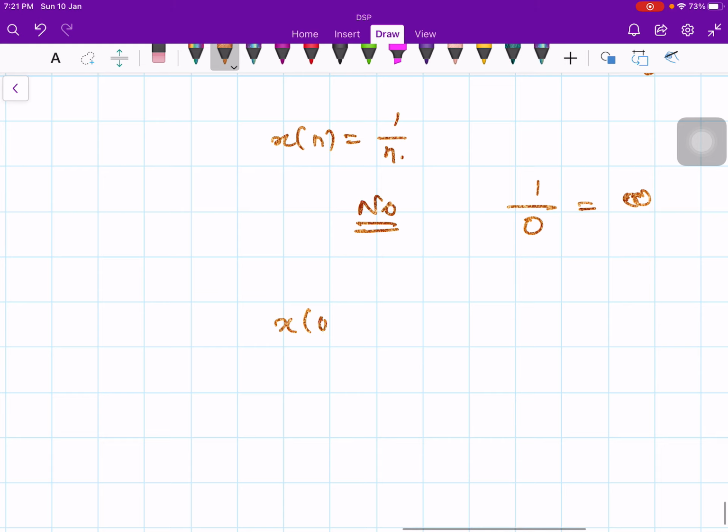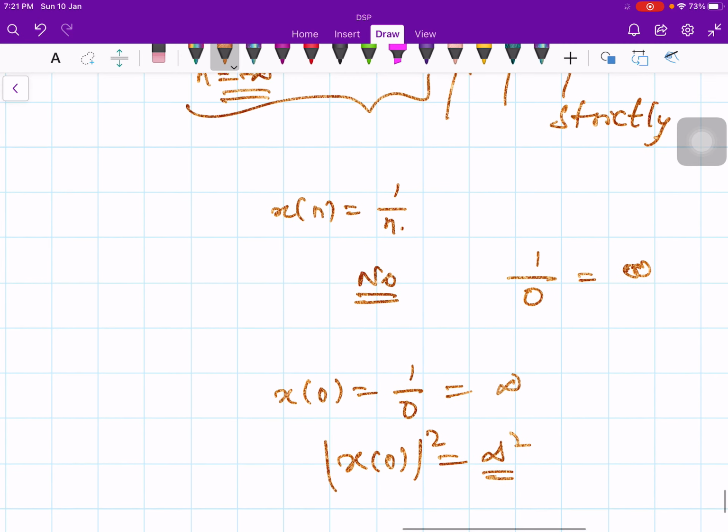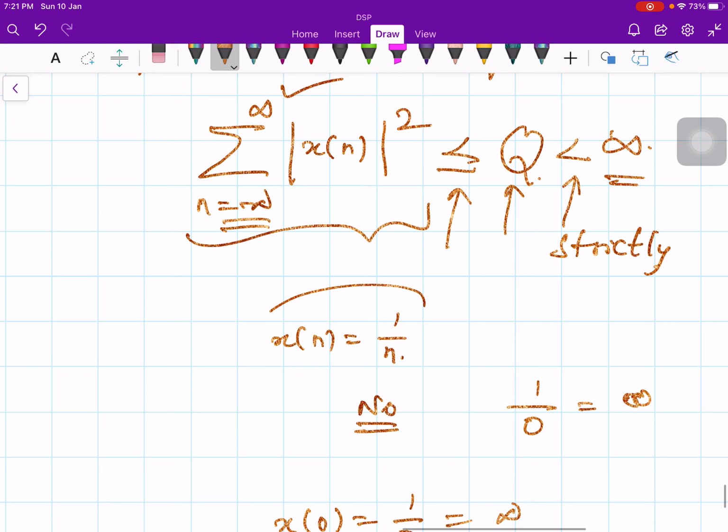See, what is x of 0? x of 0 is equal to 1 over 0. 1 over 0 is infinity. If you square this, then what will happen? Infinity square. So this is not a finite value. Therefore, this is not an absolutely summable sequence, this x of n equal to 1 over n.